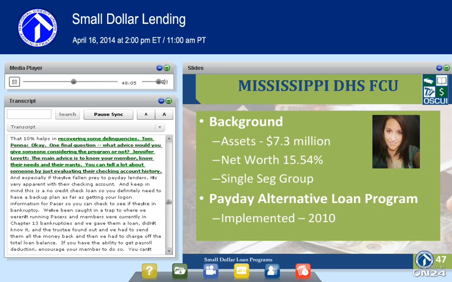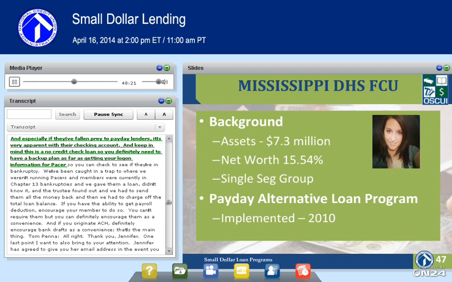Okay. One final question. What advice would you give someone considering the program or not? The main advice is to know your member, know their needs and their wants. You can tell a lot about someone by just evaluating their checking account history, and especially if they've fallen prey to payday lenders. It's very apparent with their checking account.